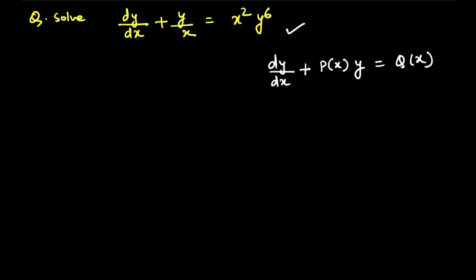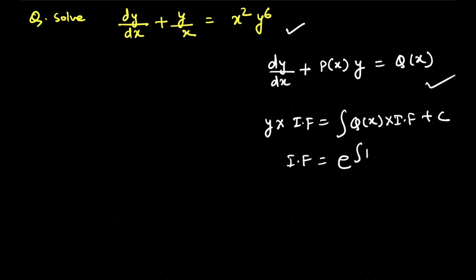This is the standard Leibniz linear differential equation, and the solution of which is y into integrating factor is equal to integration of Q(x) into integrating factor plus constant of integration, where integrating factor is e to the power of integration of P(x) dx. We have already seen this earlier also. So what we will do here, we will divide this entire equation by y to the power of 6, because we want to get rid of this y to the power of 6 term from our Q(x) term. We want to keep our Q(x) expression only as a function of x.